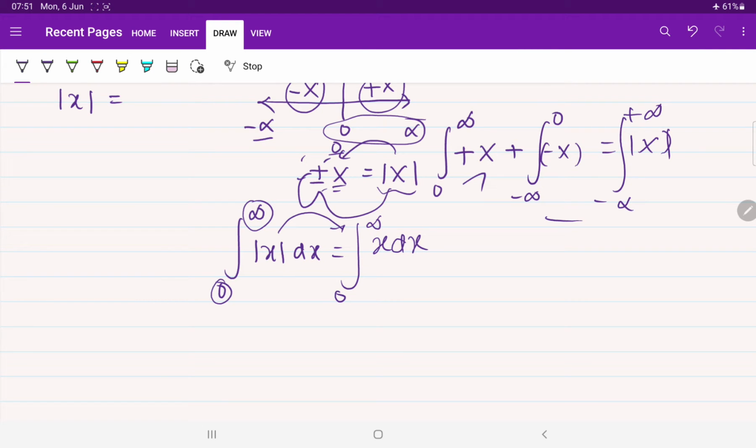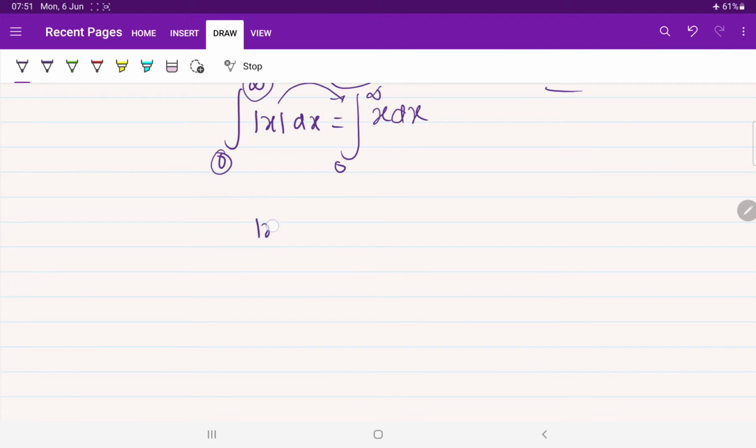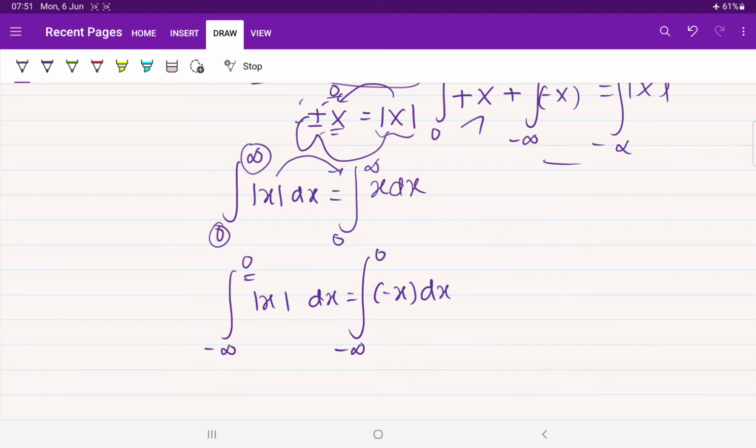Similarly, if mod x is defined in the interval of minus infinity to 0, then what will you say? Sir, throughout the interval from minus infinity to 0, the mod x value is equal to minus x. So you can directly replace mod x by minus x and travel from minus infinity to 0. Some small basics are required, then only you will be able to crack all types of integration questions. Now I hope you understood the actual relation of mod x.